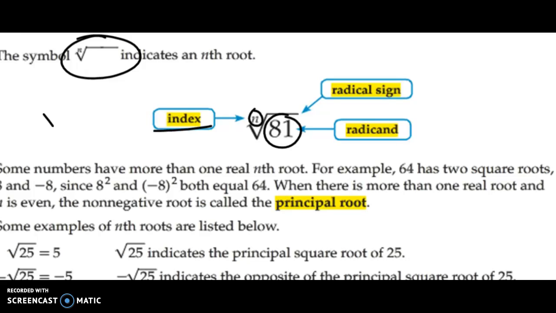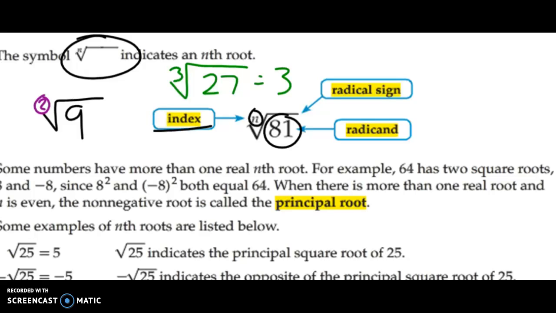Now in a typical square root, is there an index? No, it's kind of hidden in there. It's actually a 2. And once you start seeing third roots, it looks kind of like that. So that's an index of 3 of 27, which is 3, and so on and so forth. When there's more than one real root, and n is an even number, meaning my index is even, the non-negative root is called the principal root. That's an important vocab word that we'll talk about a little more later.